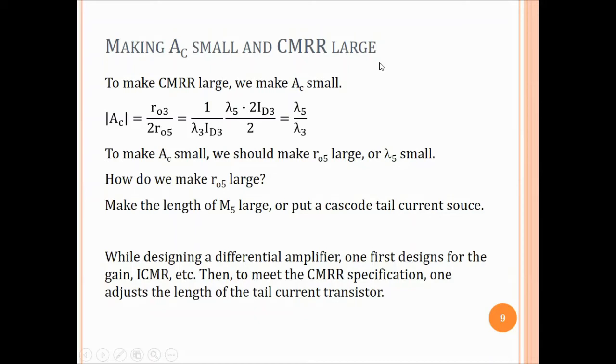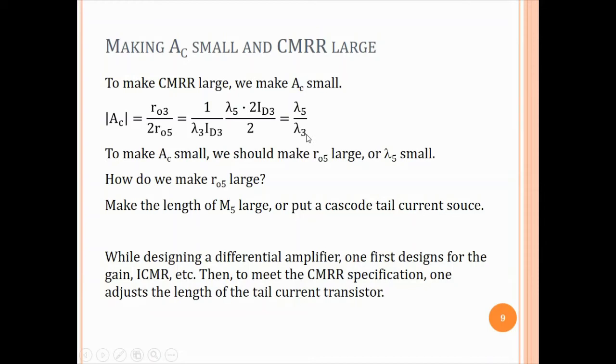We look at the expression of the common mode gain. So we just derived the expression. The approximate expression is RO3 over 2 RO5. And if we write the ROs in terms of lambda IDs, then RO3 is 1 over lambda 3 ID3. RO5 is 1 over lambda 5. This is a tail current, this is a tail transistor, so its current is double the current in the two branches of the differential amplifier. So this is twice ID3. There's a 2 here, so 2's cancel, ID3's cancel. So we'll get lambda 5 by lambda 3.